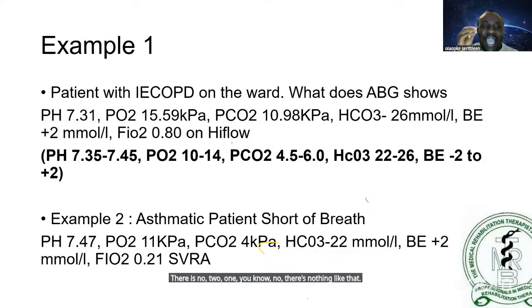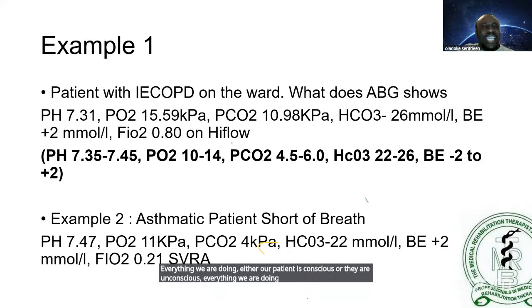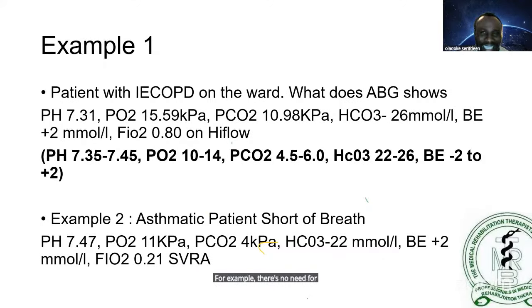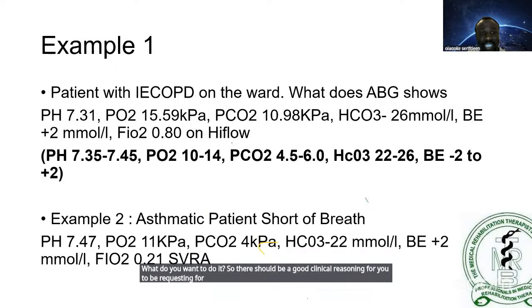And again, everything we are doing, whether our patient is conscious or unconscious, should be harm-free. If we do not need to do an ABG and you are doing that, you are a bad clinician. If there is no need for us to be doing a particular test, why do you want to do it? So there should be good clinical reasoning for requesting a particular test. That's what I'm saying here. So there is no 1, 2, 5, 10. It's as much as you can, depending on the patient.